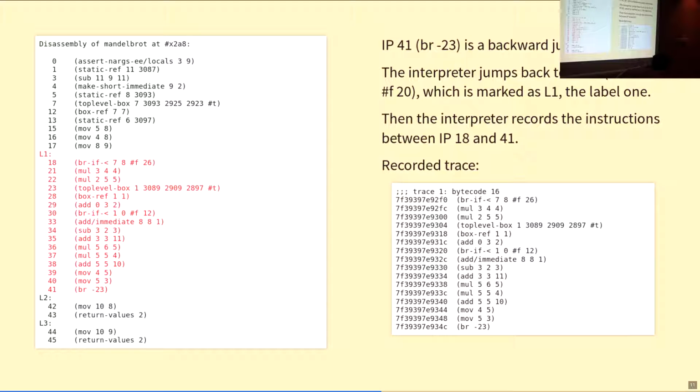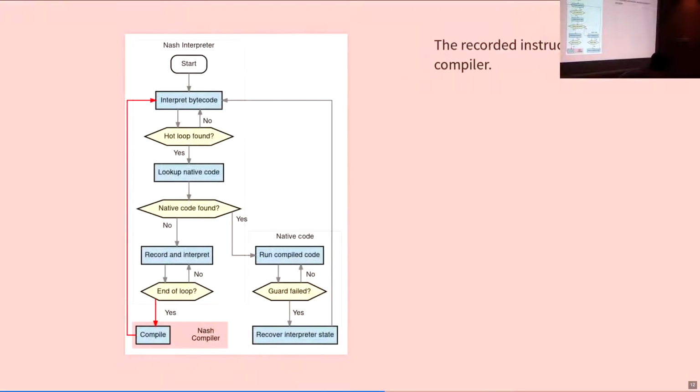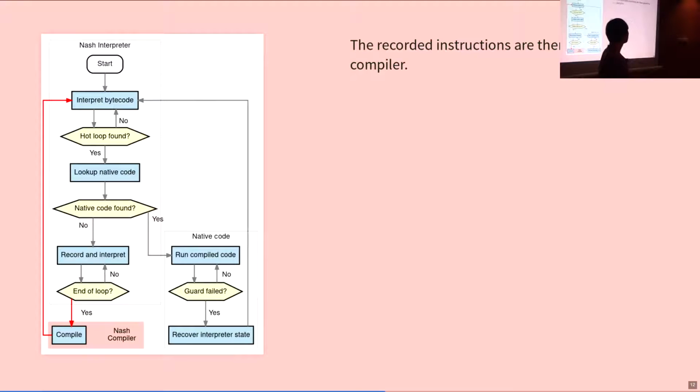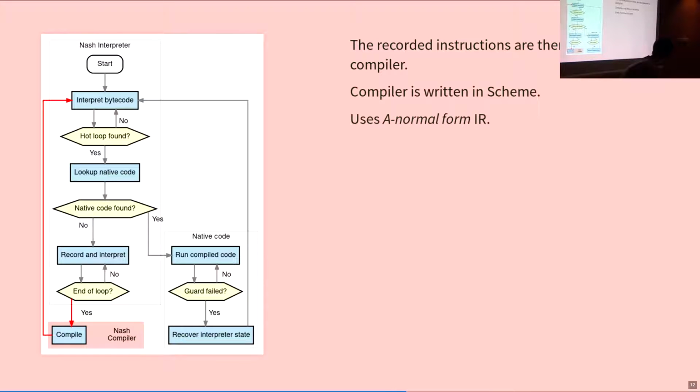And the recorded trace is like this. Note that in the disassembled bytecode, the IPs are relative numbers, but in the recorded trace, they're absolute values shown in hex. So the recorded instructions are then passed to the compiler. The compiler is written in Scheme and it uses a normal form IR, internal representation, and the compiler uses a JIT library code, maybe you know, GNU Lightning as backend.